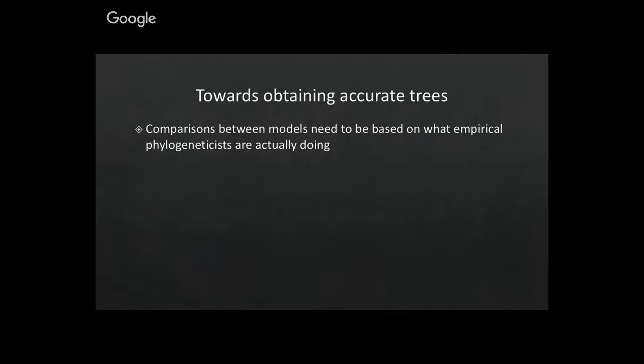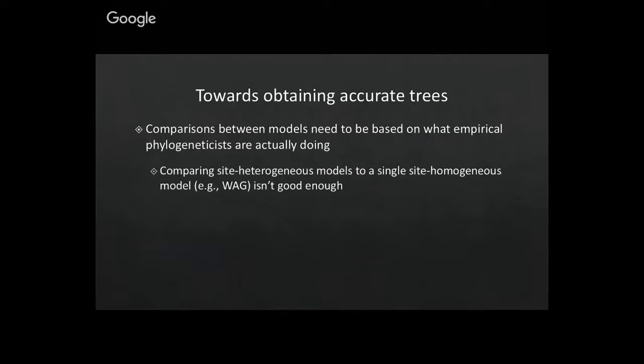So moving forward and wrapping up my talk, I'm not biased, and hopefully you don't think I'm completely against site-heterogeneous models. I think complex models and models that better model the substitutional process are very important, but models and methods need to be tested, and they need to be compared to what empirical phylogeneticists are actually doing. Comparing site-heterogeneous models to a single site-homogeneous model, while illustrative, if that's where we stop when comparing model performance, I would argue that's simply not good enough, because most empirical studies aren't just using a single site-homogeneous model for the entirety of a very large amino acid data matrix.